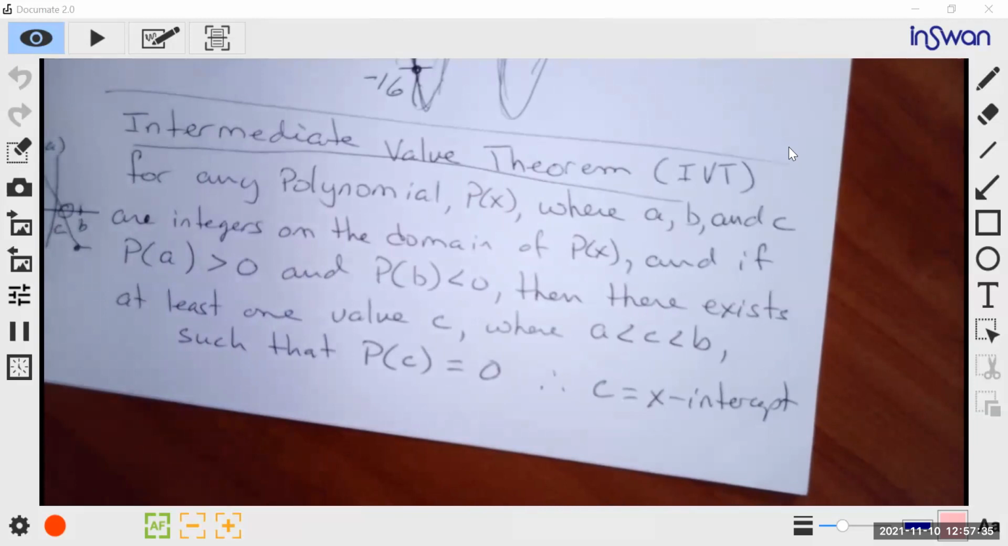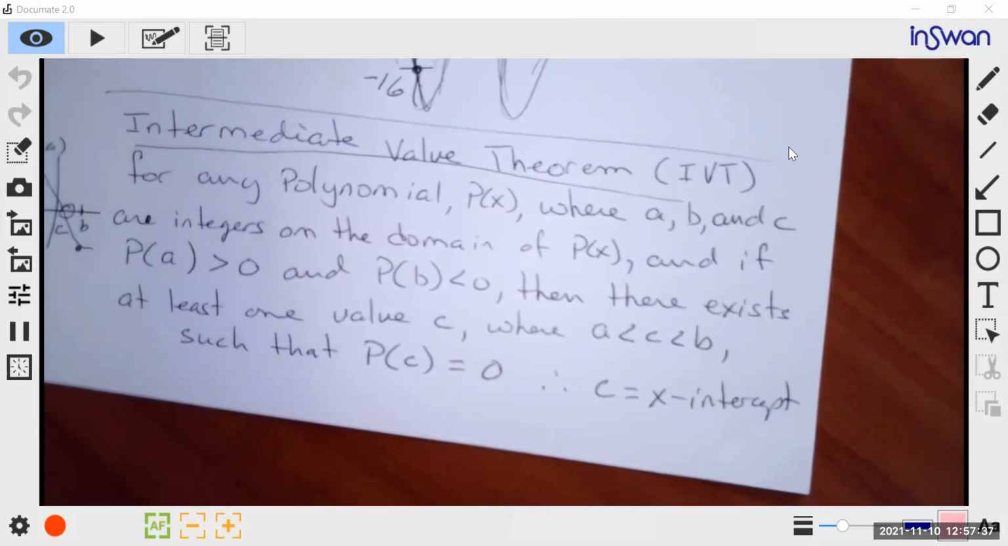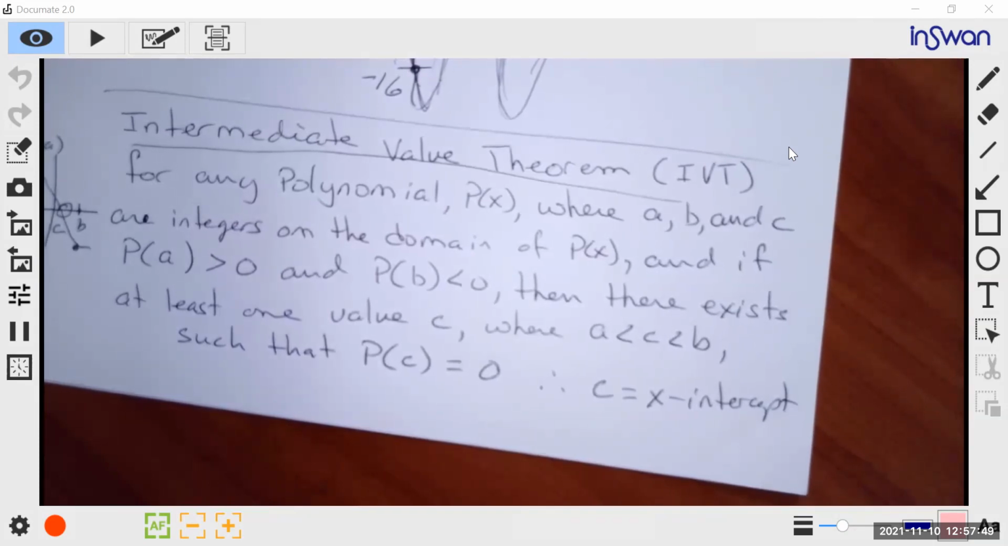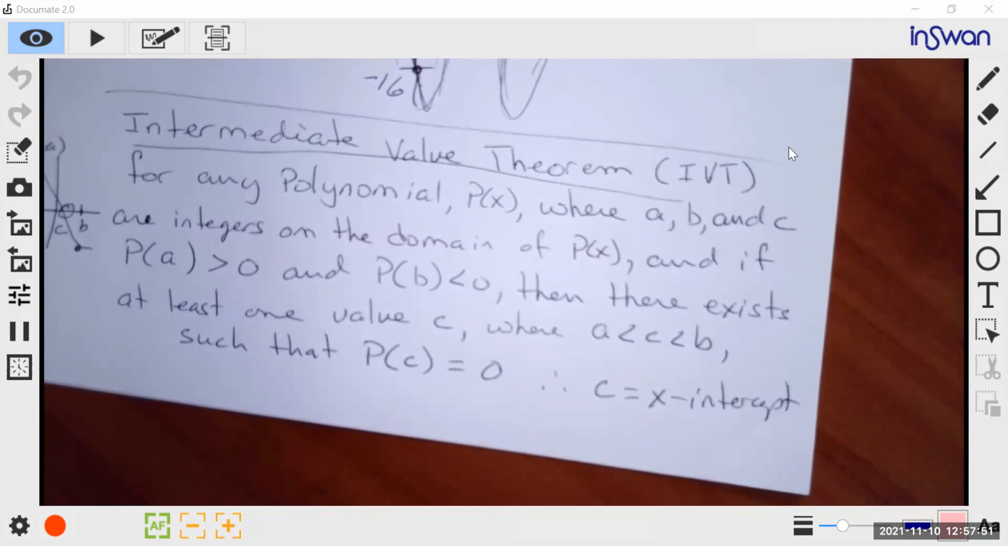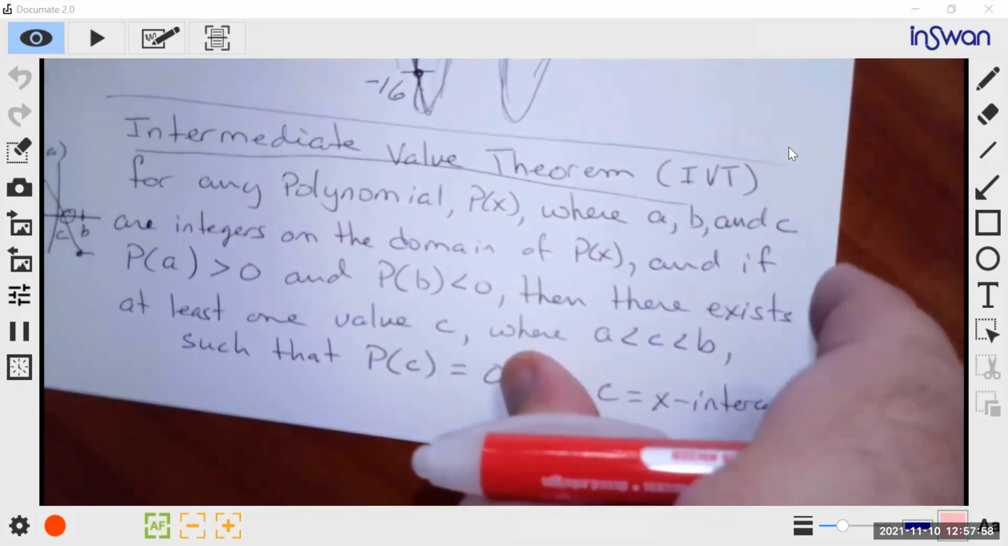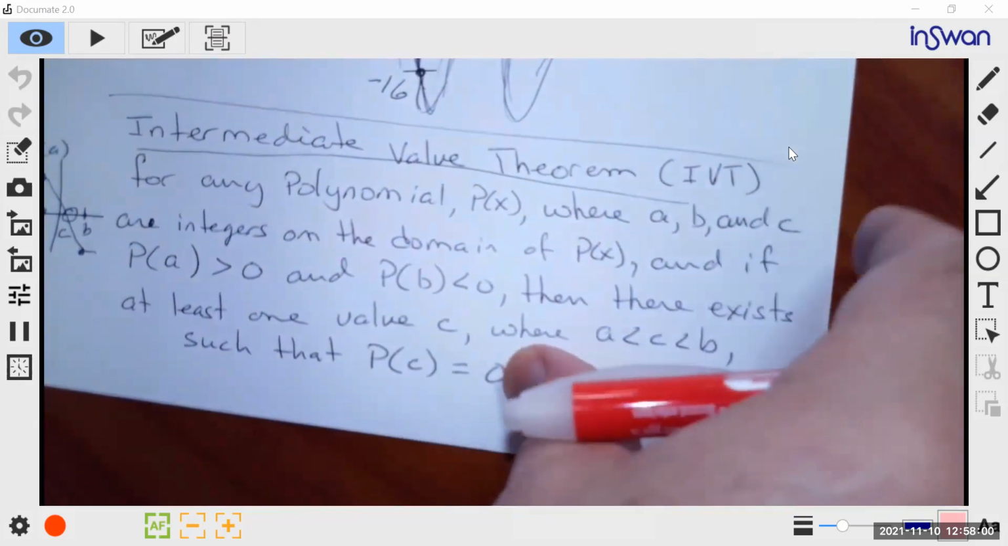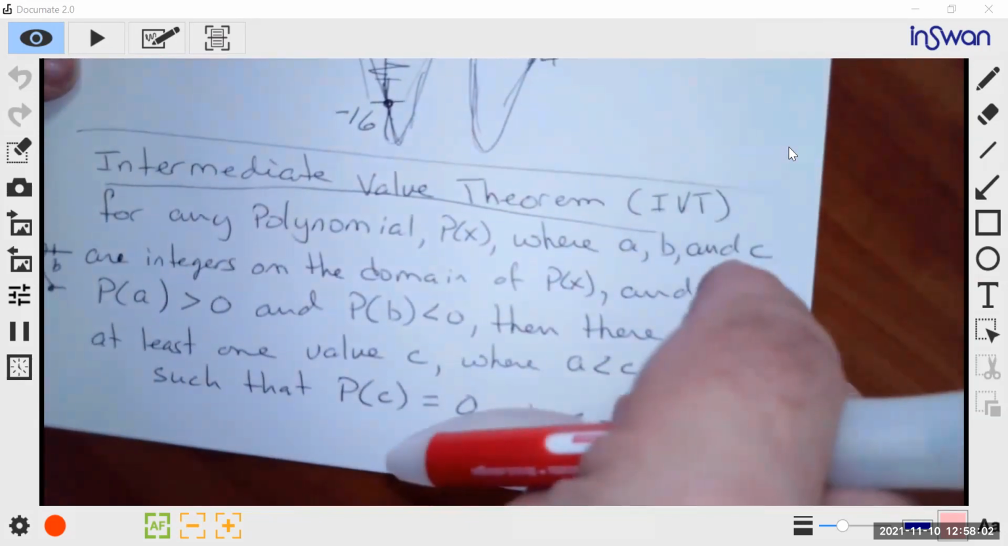This IVT doesn't tell us how many or where they are. It just tells us that one exists. And that's where we find out where that is. In other words, if we find two values and they're both the same signs, we don't have to worry about is there an x-intercept there? There's no solution between there. Let's look at a couple examples.